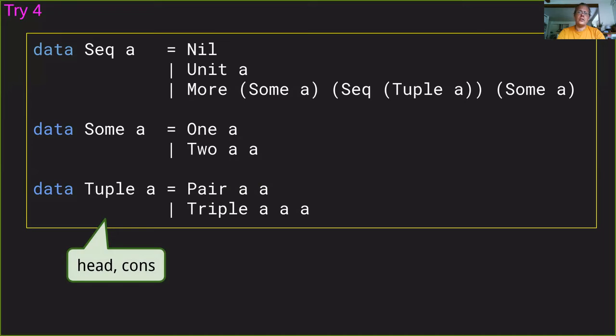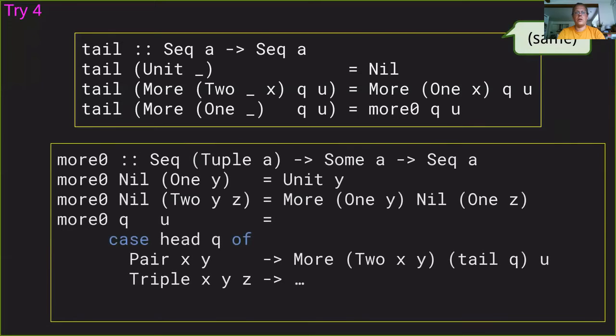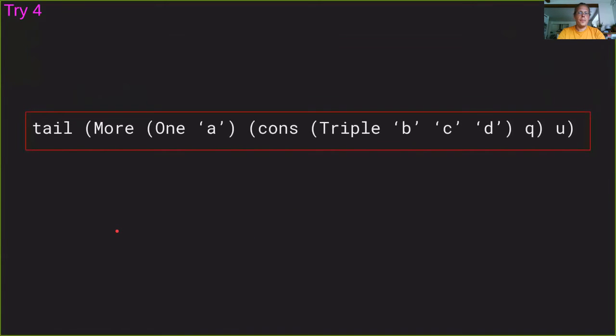Well, if you look at head and cons, the changes are either no changes or very trivial. So I'm not going to show you the implementation of head and cons. The implementation of tail is actually the same as before, but the implementation of more0 slightly changes. Previously we said case head q of a pair x and y, but now it can also be a triple. So what should we do when the recursive sequence starts with a triple? Here's an example. If we take the tail of a sequence that starts with 1 A and then has a recursive sequence that has a triple B, C, D, what should the result be? Well, we want to throw away this A. And what should the resulting sequence start with?